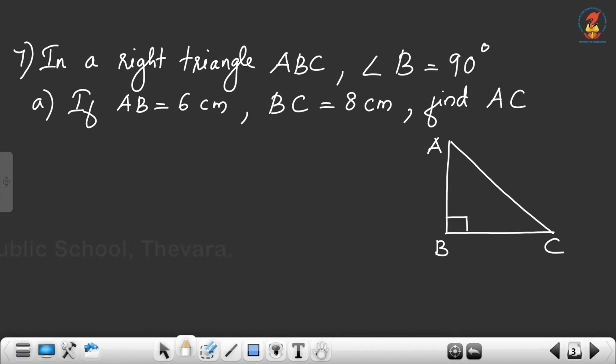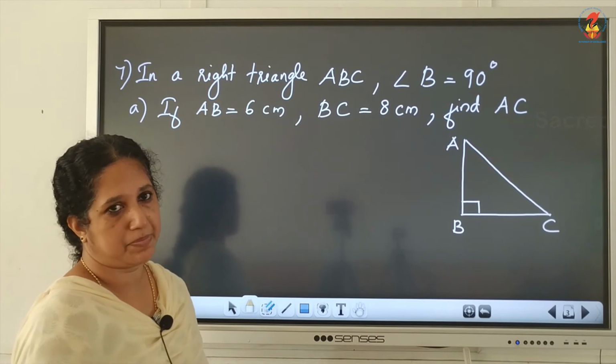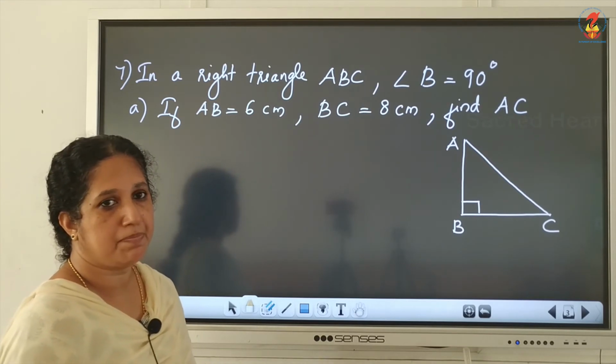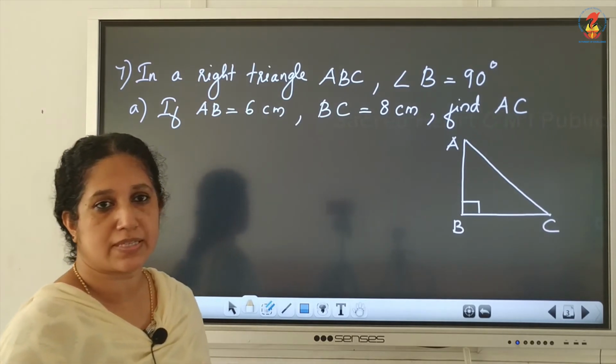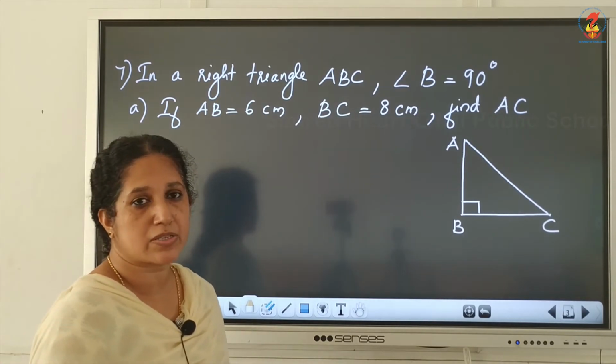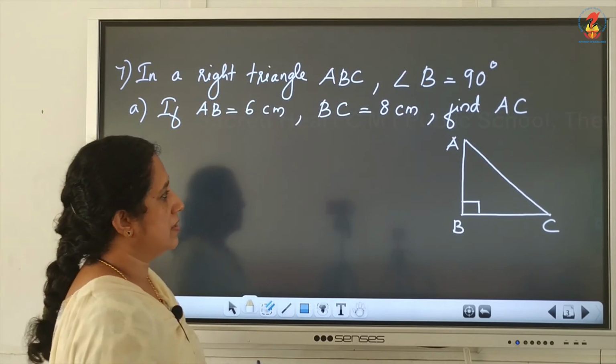Now, the side opposite to 90 degree we can call it as the hypotenuse, and the other two sides are AB and BC. Now, in a right angled triangle we can apply Pythagoras theorem. So, what is Pythagoras theorem? In a right angled triangle, the square of the hypotenuse is equal to sum of the squares of other two sides.